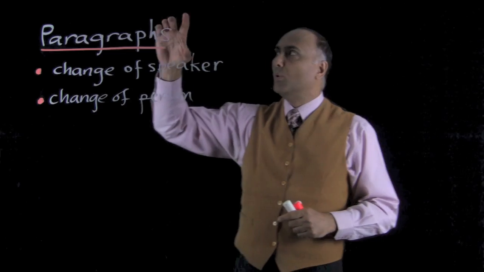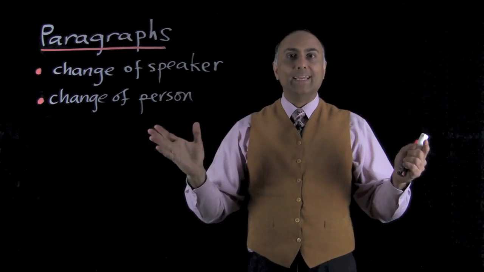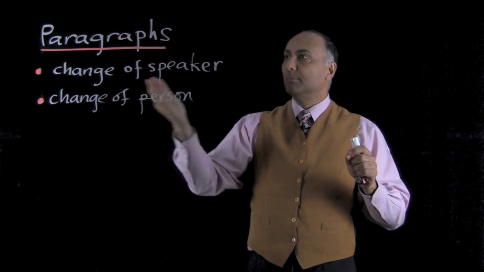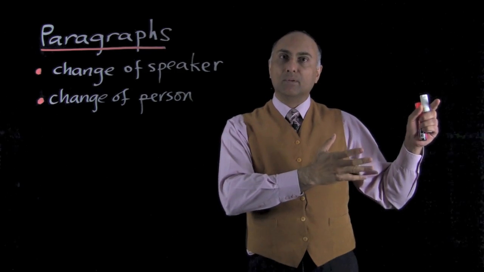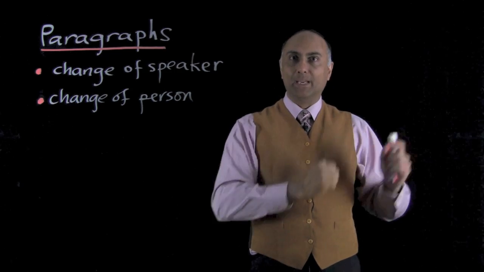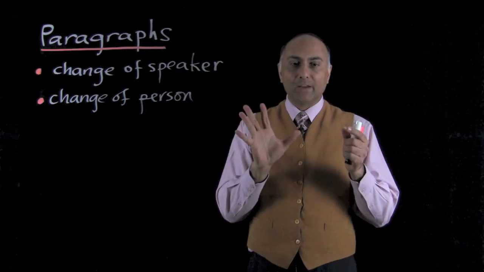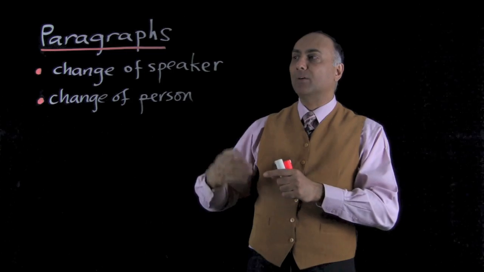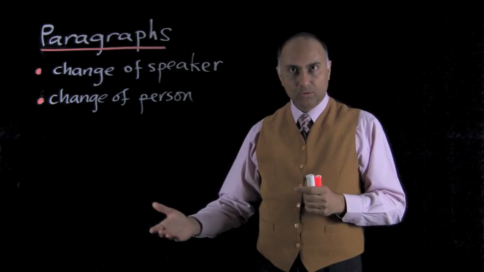Which brings me back to what is a paragraph. A paragraph is a group of related sentences. Sentences about the same person, for example, or related to a particular topic. So a paragraph normally would have at least 3 sentences which are related because they're talking about, for example, the same person. You can have more than 3 sentences.